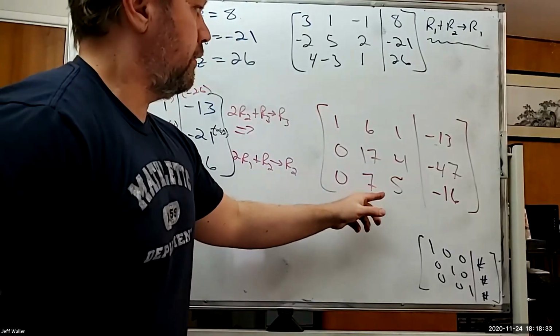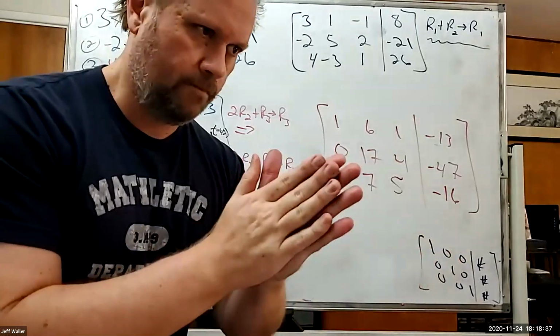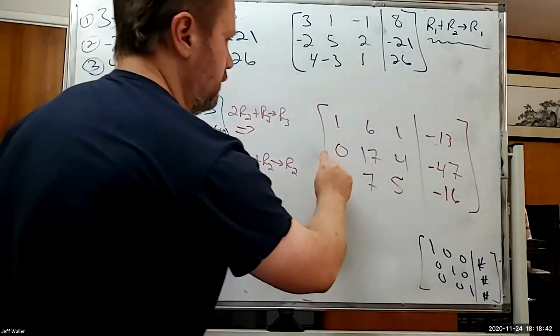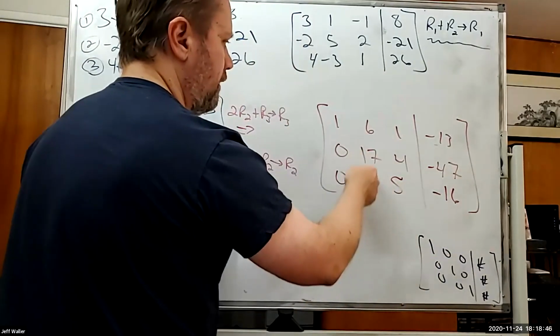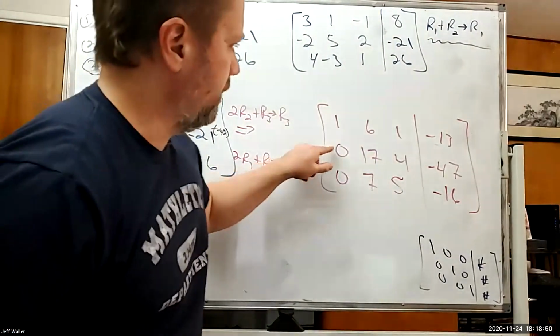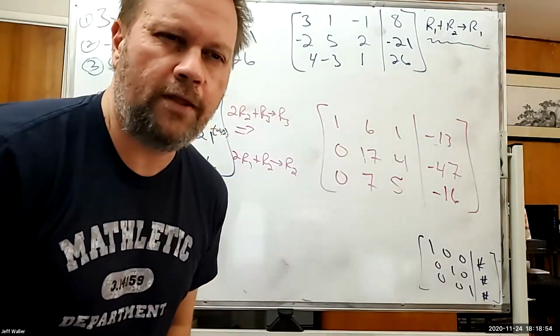Do you see another way I can make this? There are two ways you can do this. You never really need a 1. Couldn't I multiply this row by 7 and this row by negative 17 and that would kill these? Do you understand what I'm saying? If I multiply this by 7 and this by negative 17, these would die. Do you really want to do that?